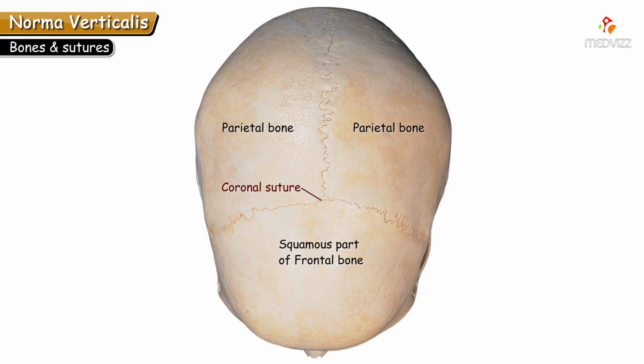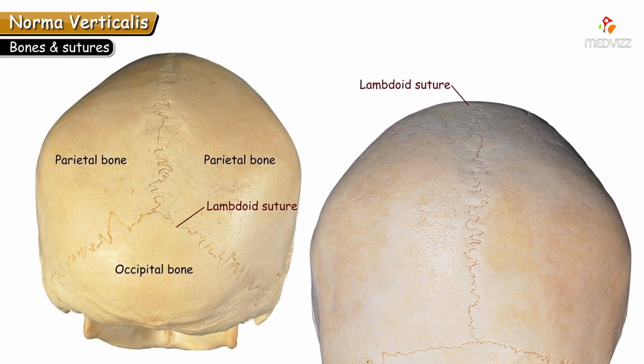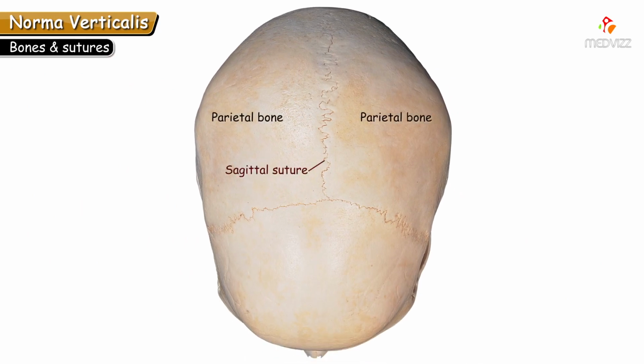Coronal suture. The suture which is running across, joining the frontal bone with two parietal bones, is known as coronal suture. Lambdoid suture. The suture that connects the two parietal bones with the occipital bone is the lambdoid suture. Sagittal suture. Sagittal suture is the midline suture connecting the two parietal bones. So these are the sutures which are visible in this view.